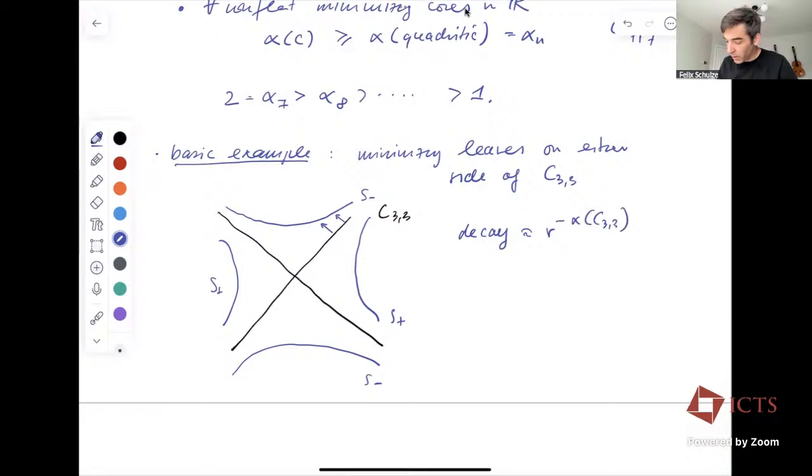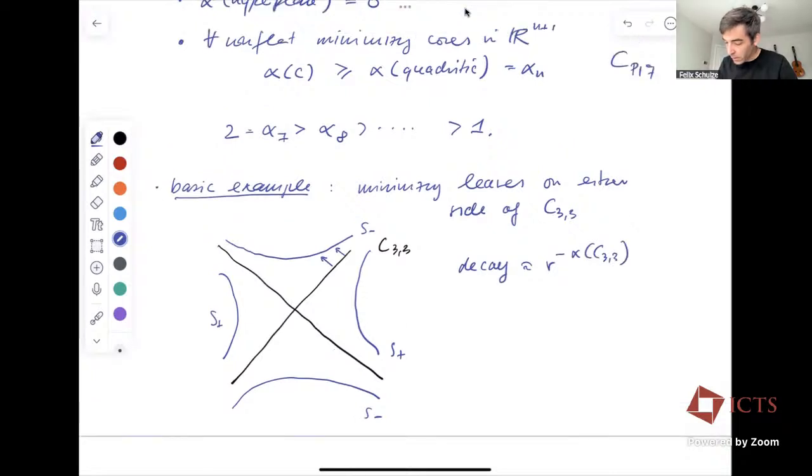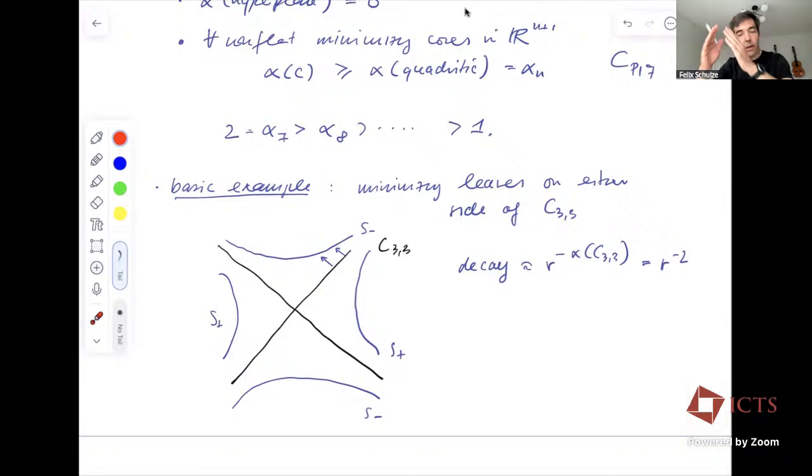This we can check. This is exactly this alpha 7 here. It was the quadratic cone in 7 dimensions. So this gives us r to the minus 2. We can check. So this decay here, as we go out to infinity, is decaying like r to the minus 2, if these leaves decay like r to the minus 2 towards the cone itself or towards each other.